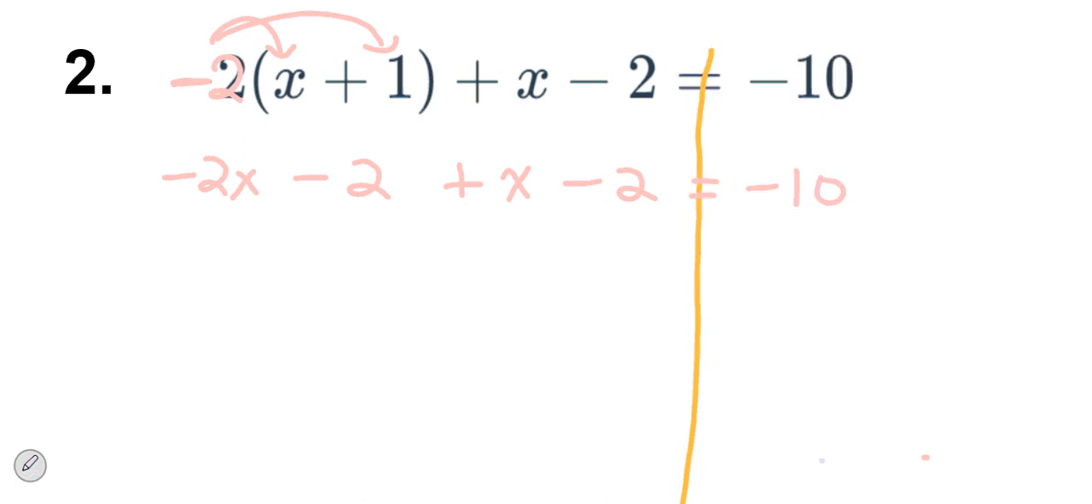Once again, we're going to combine like terms. I see a negative 2x and a positive x. Am I going too fast? I think I am. You can slow me down if I am, okay? I guess when I stop and talk about random things, that does kind of slow down.